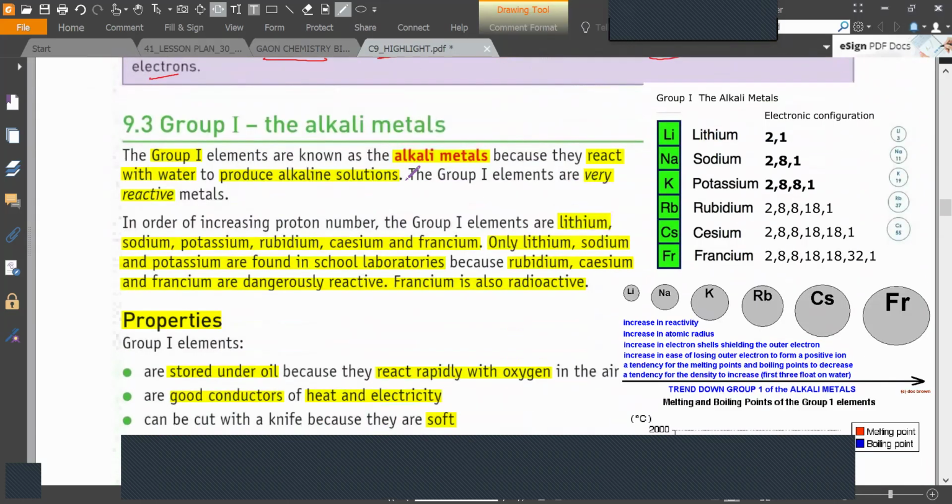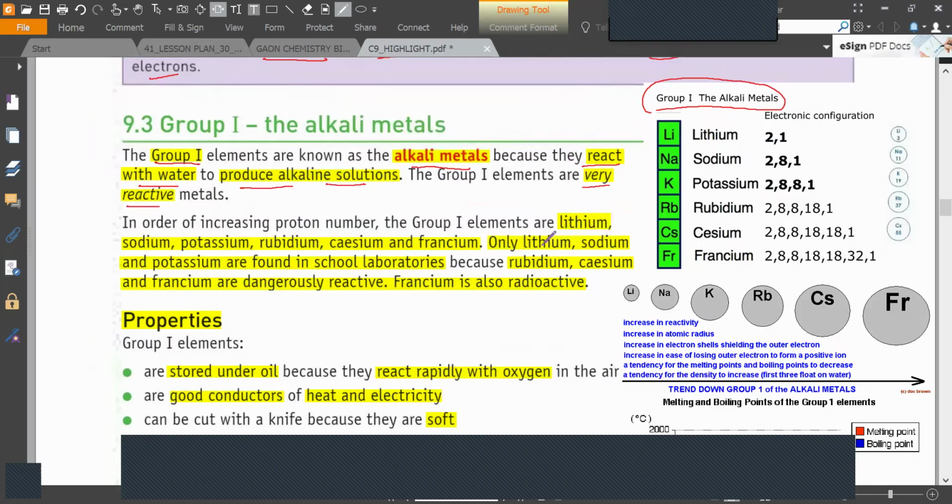Characteristics of group 1. Group 1 elements are what we call alkali metals. Their main reaction is that they react with water to produce an alkaline solution. We'll look into that later. They are generally very reactive.